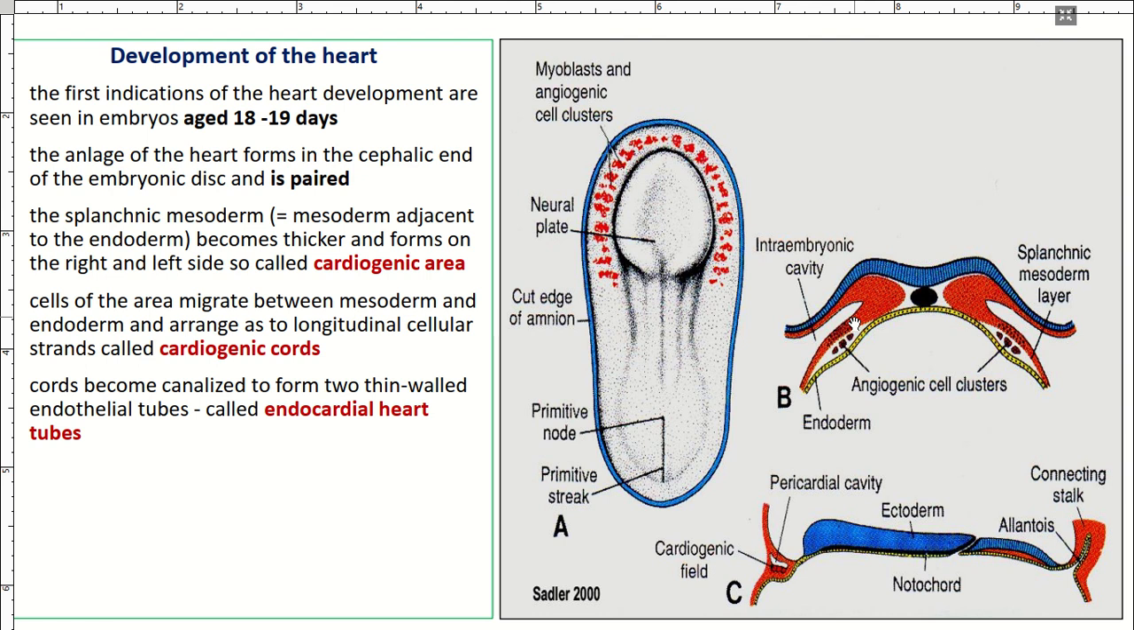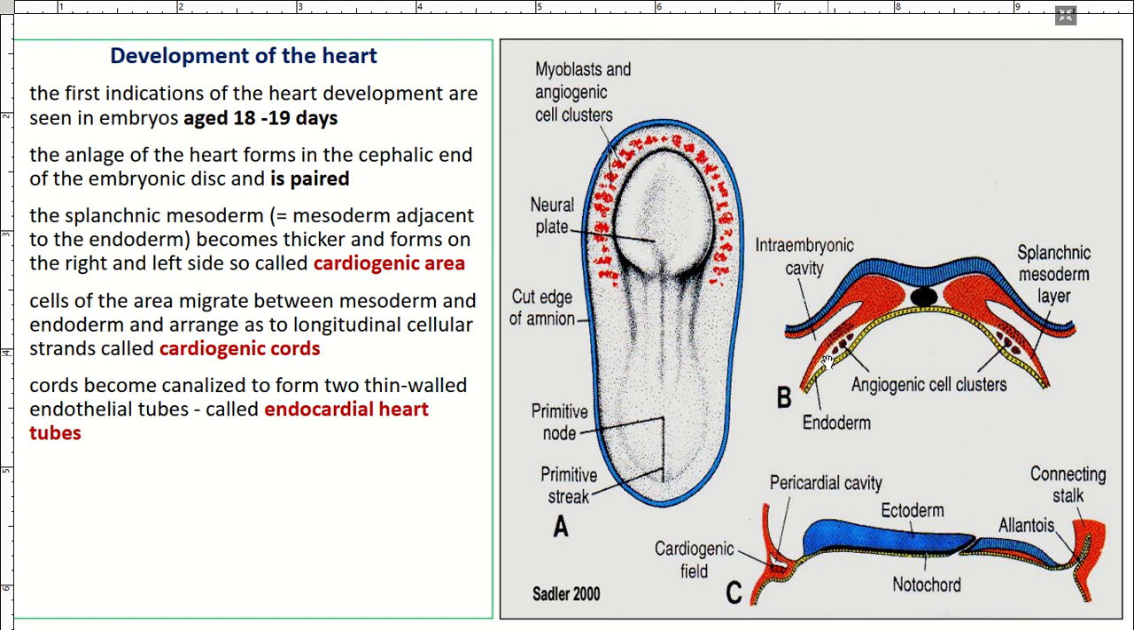I want you to take note of the splanchnic mesoderm, because the cardiogenic area is going to have what you call angioblastic cells that will form the heart. So the heart is formed from the splanchnic mesoderm. Right here, the splanchnic mesoderm, which is the mesoderm adjacent to the endoderm, becomes thicker and forms on the right and the left side of the cardiogenic area.